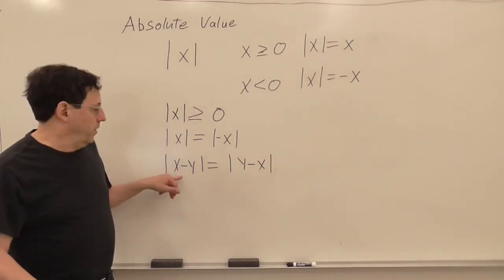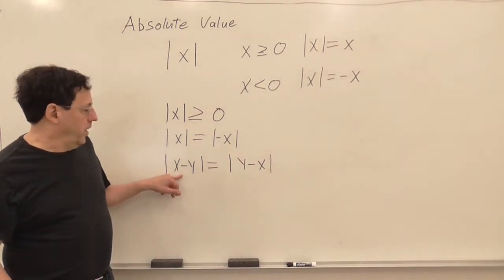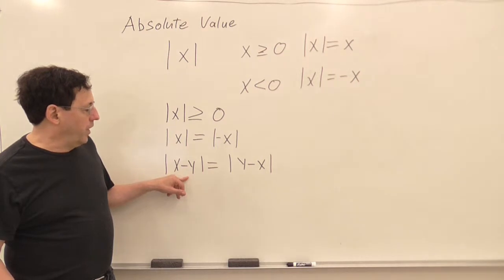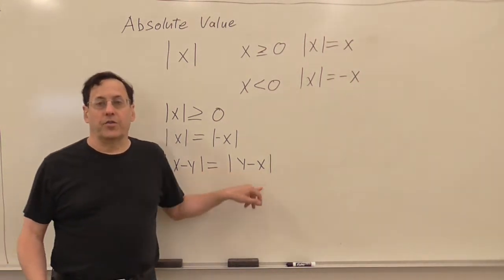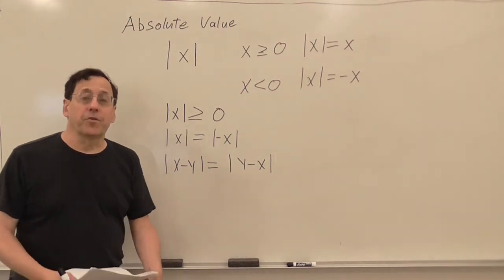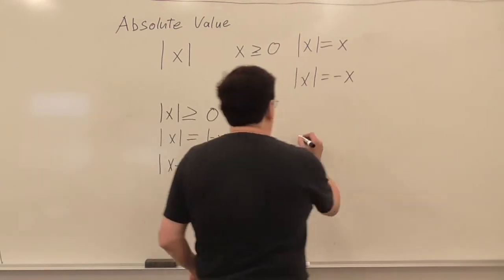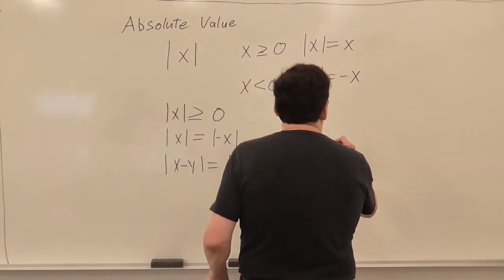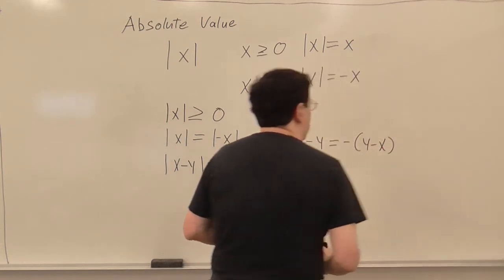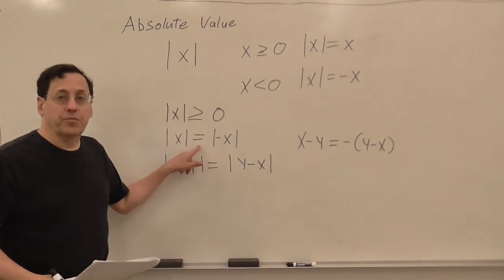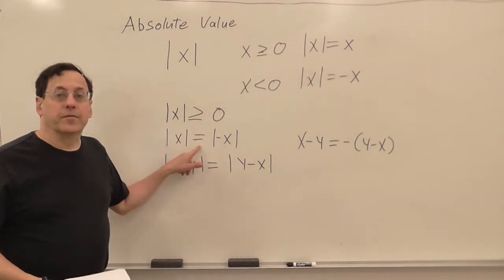The next property that we're going to look at very quickly is that the absolute value of x minus y is equal to the absolute value of y minus x. If that's not obvious at first, consider this. x minus y is equal to minus (y minus x). So just using the first property, we can show that.